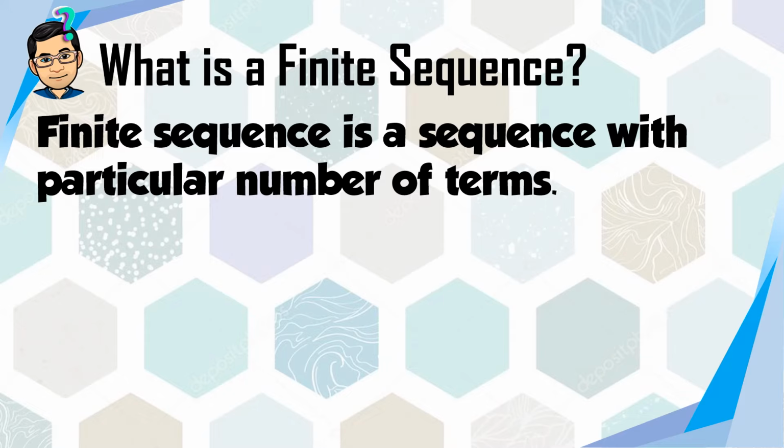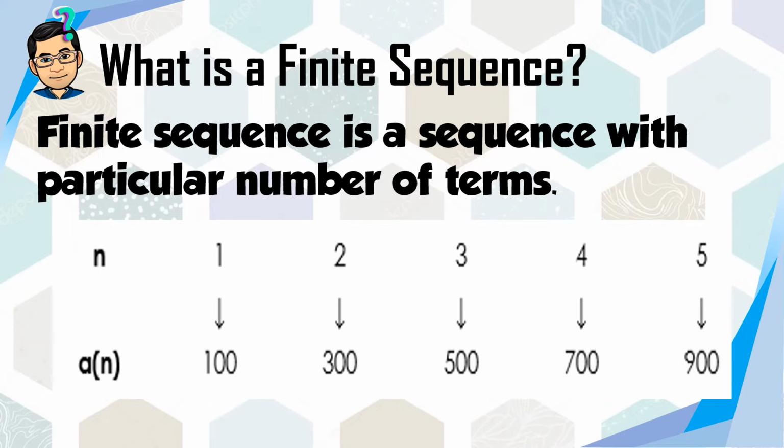Finite sequence is a sequence with a particular number of terms. For example, the number of terms of the given sequence is 5, wherein the first term is 100, the second term is 300, third term is 500, fourth term is 700, and the last and fifth term is 900. So kung mapapansin natin dito, ang number of terms ng finite sequence ay 5.